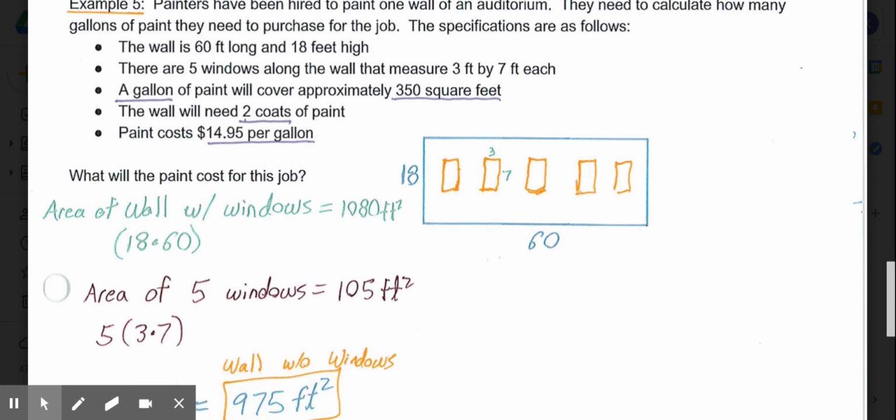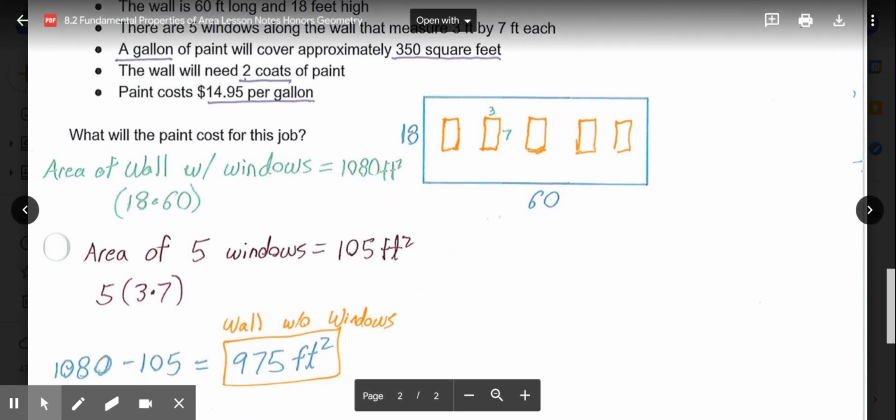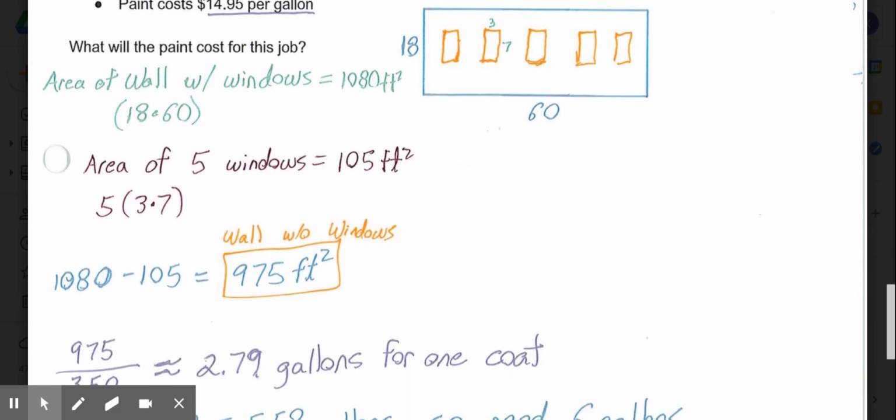So the first thing I want to do is just figure out the overall area of the wall with the windows. So I need to do 18 times 60, which gives me 1,080 square feet. Then I wanted to figure out the area of my 5 windows. So if each one is 3 by 7, each one's 21 square feet multiplied by 5, and we know the windows are 105 square feet total. So if I do the wall minus the windows, I know the wall without the windows is 975 square feet.